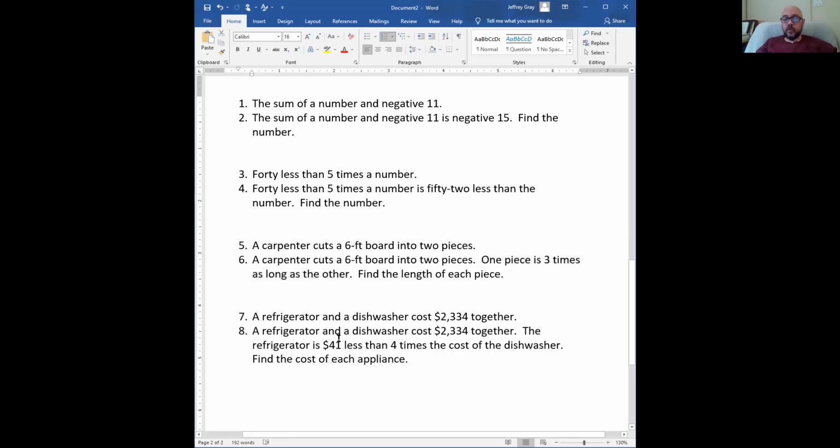And define your variables. Define your variables clearly. It will save you mental effort for sure.